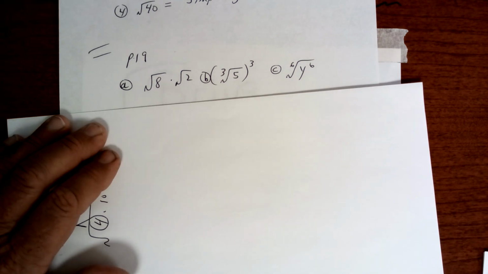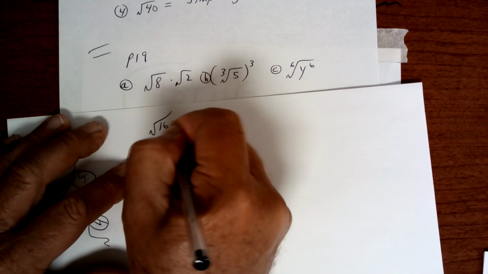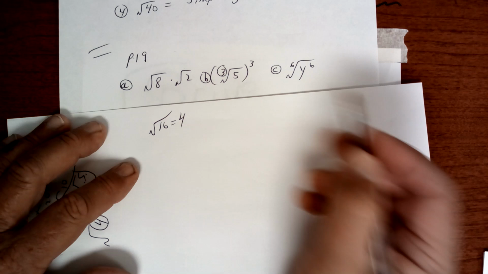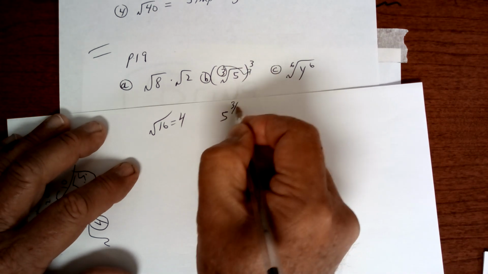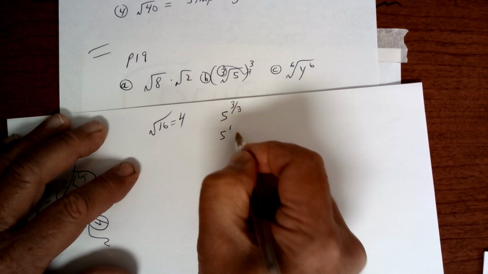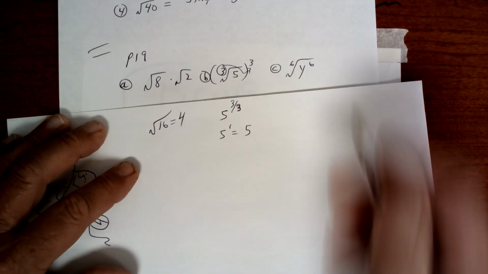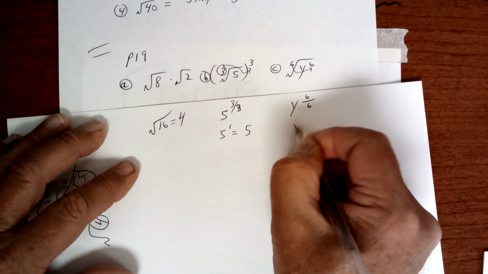Here you multiply. They're both inside. So that's going to be the square root of 16, which equals 4. This one right here, that's your index, and it goes on the bottom. So it's going to be 5 to the 3 over 3, which equals 5 to the first power, which equals 5. This one right here, the 6 goes on the bottom. So it's y6 over 6, which equals y1, which equals y.